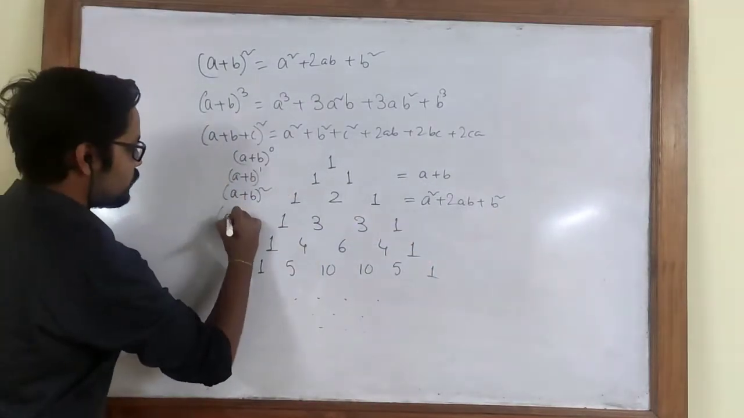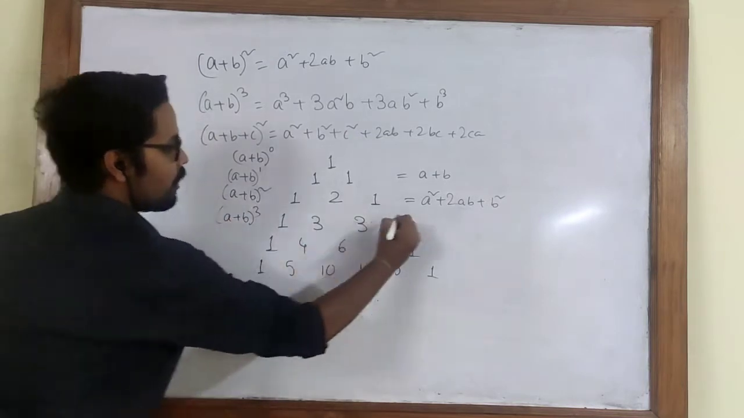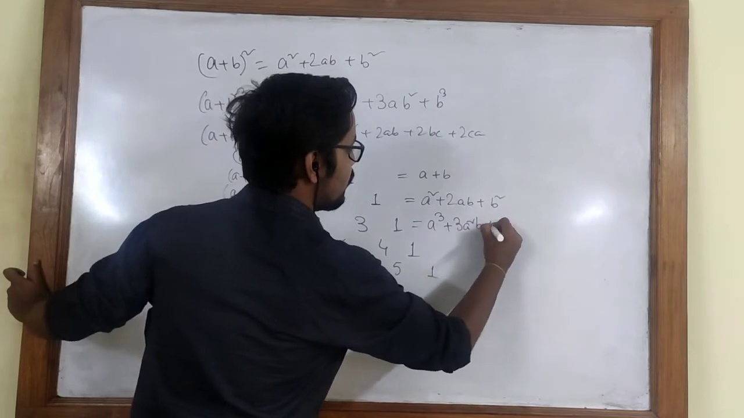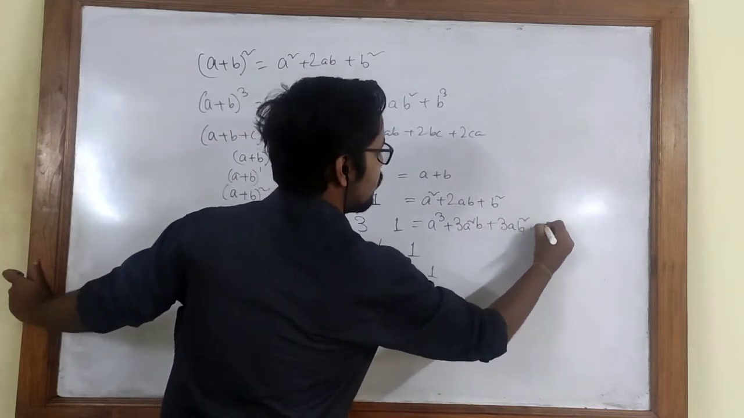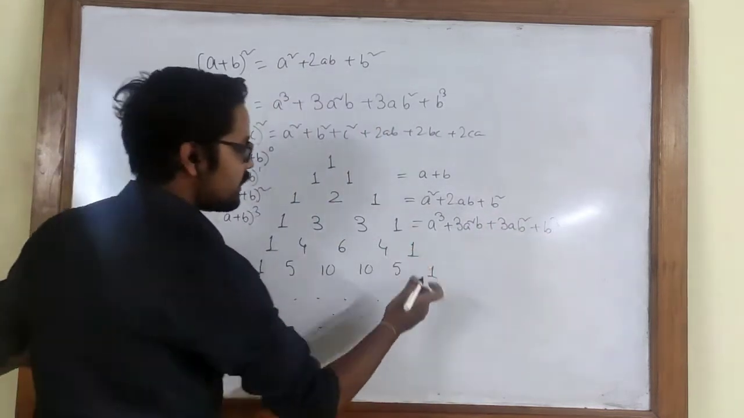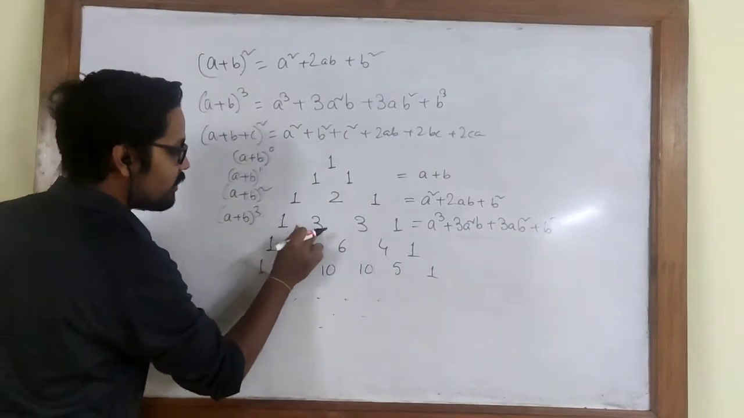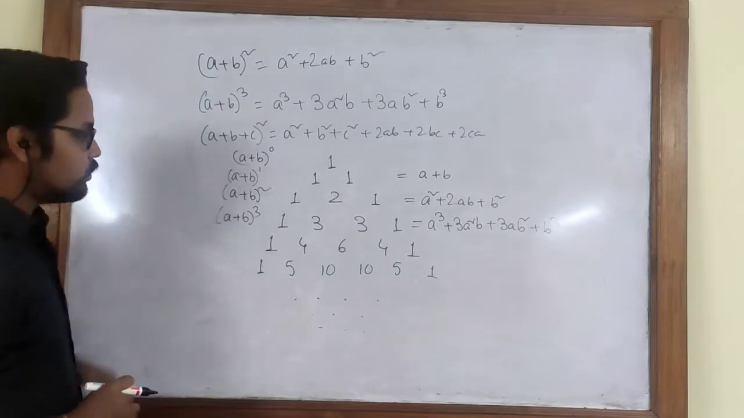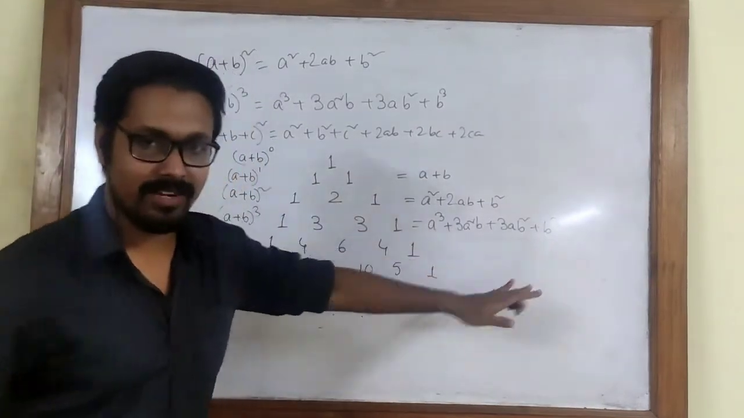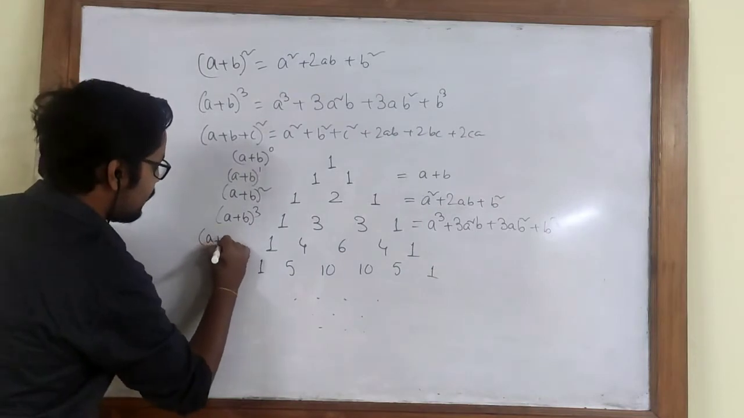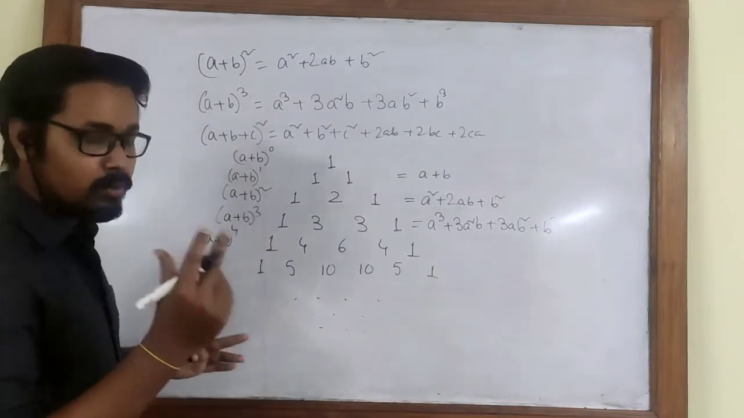Moving on to the next one, which is (a plus b) whole cube. We know that it is a cube plus thrice a square b plus thrice ab square plus b cube. So what are the coefficients? 1, 3, 3 and 1. Similarly, you can see here 1, 3, 3 and 1. So these three formulae we know very nicely. Now moving on to the next one. If I want to find out (a plus b) whole to the power 4, then what will it be?